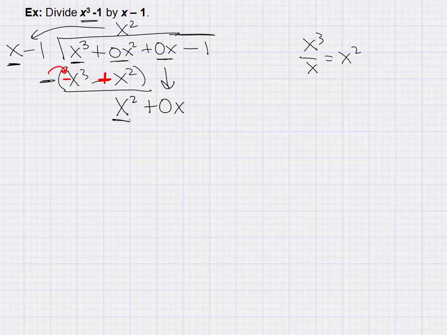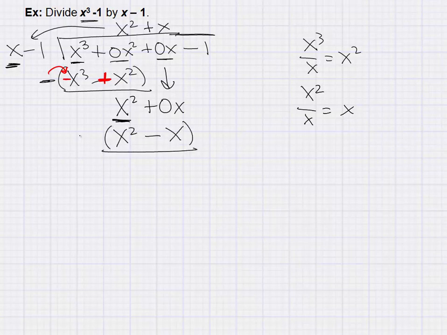Start the process again. First term inside divided by first term outside. X squared divided by x gives me x. And I place that here. X times x is x squared. X times minus 1 is minus x. Subtract. Distribute the negative in. Minus, plus. Again, 0x plus 1x gives me a 1x. Bring down the minus 1. And I keep going and going.